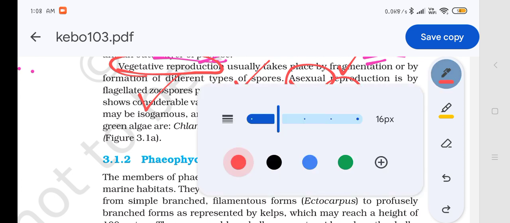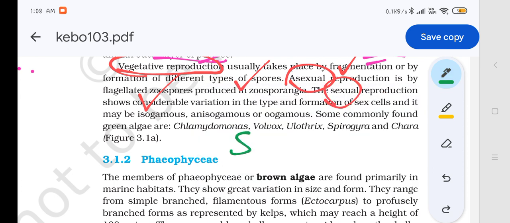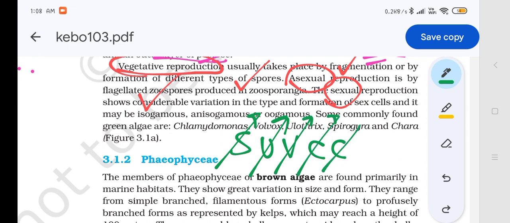I have a trick. Spirogyra, Ulothrix, Volvox, Chlamydomonas, Chara. Chara is the example here.